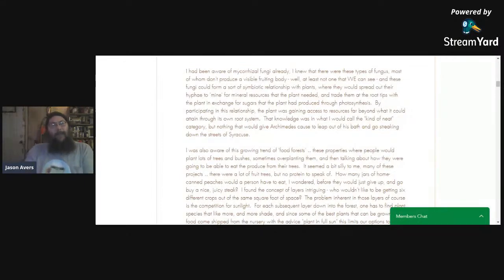Of course, this means that a tree in the network that's shaded out can receive carbon as if it had photosynthesized, even though it didn't. It was providing something else to that relationship. Well, that's a mind-blowing concept. So I've been aware of the mycorrhizal fungi already. I knew that there were different types, things like that. This knowledge is kind of what we would call kind of neat. I don't know if it's jump-up-out-of-your-tub-and-run-streaking-down-the-streets-of-Syracuse neat, like Archimedes did.